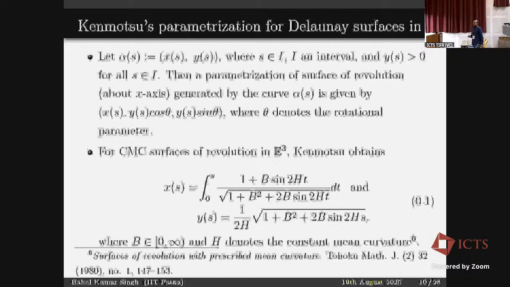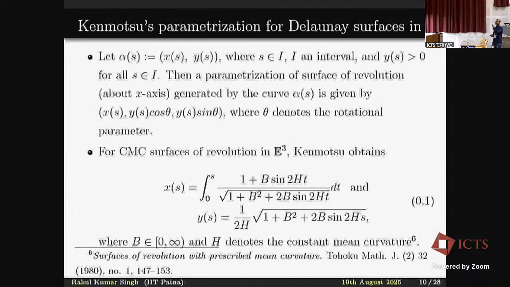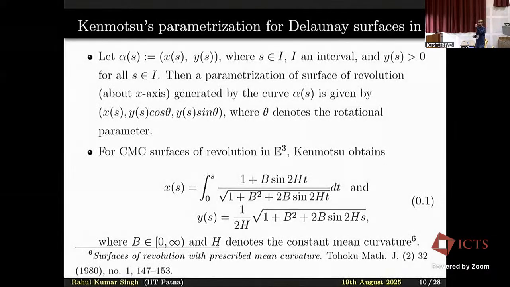So this x of s and y of s can be computed like this. You can see they just depend on this h, which of course is assumed to be constant here. And this b, which is a real constant, is allowed to vary between 0 and infinity, 0 included. For every value of b, you will get one CMC surface of revolution.